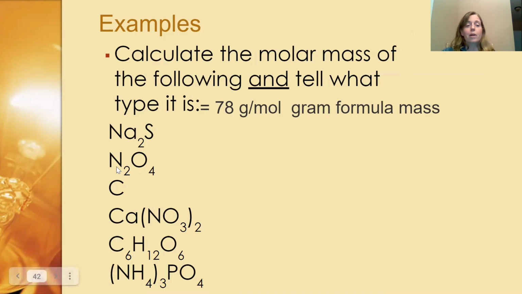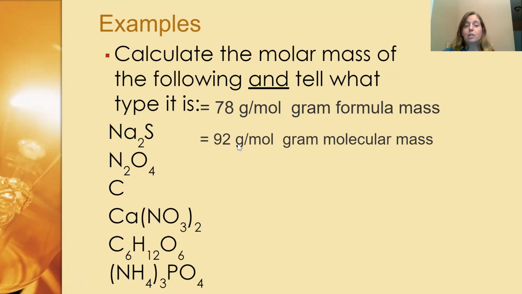Okay. Then you have N2O4. All right, that's gonna be the next one. That's going to be 92 grams per mole. So 2 nitrogen plus 4 oxygen is going to give you 92. Next is carbon. Carbon is going to be 12 grams of atomic mass.